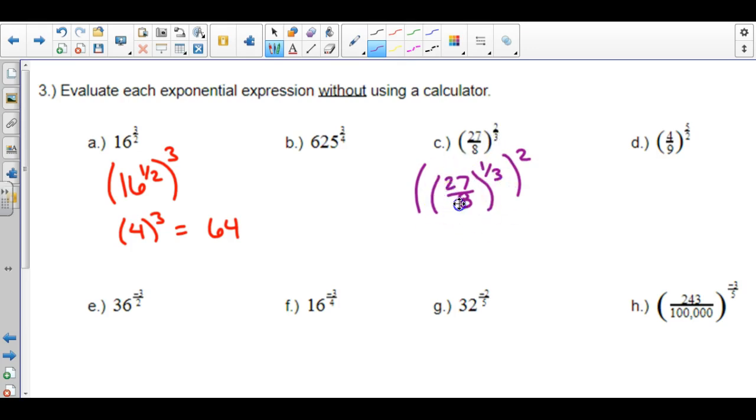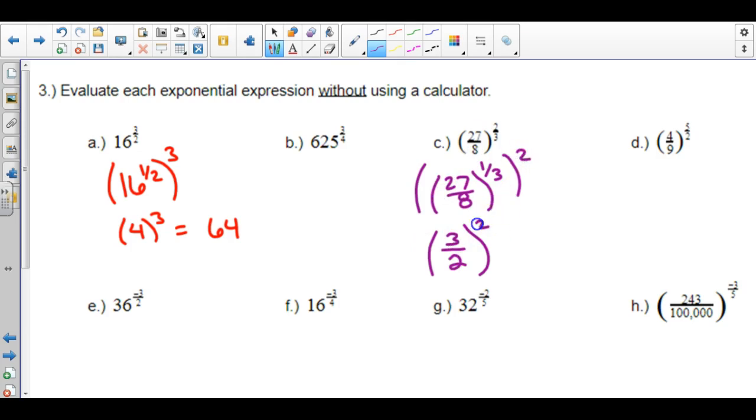However, I can simplify each of these expressions on the inside. So 27 to the 1/3 is really saying what is the cubed root of 27, and that is 3. And then the cubed root of 8 is saying, again, what times itself is 8, and that value is 2. So 27 over 8 to the 1/3 power just simplifies to 3 over 2.